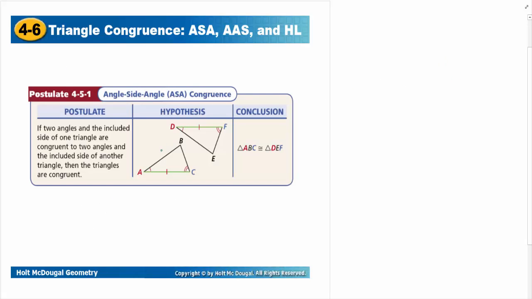All right, so here's your angle-side-angle congruence. If you have two angles and a side that's included in between them, and this is a postulate, you will have an angle-side-angle relationship, and then you can say that the triangles are congruent. Just make sure you understand that it is angle-side-angle and don't accidentally call it angle-angle-side.